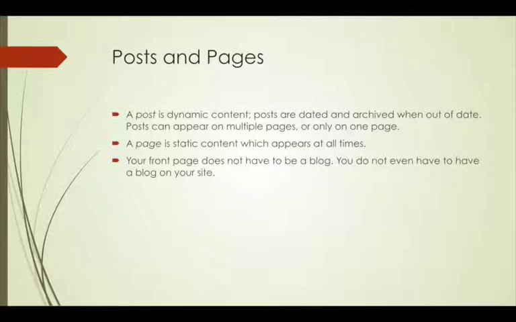A couple words on posts and pages. So this is the difference between static content and dynamic content. Dynamic content is kind of like a blog. You have dated posts. They become archived when they're out of date, and they can appear on multiple pages. So you can have your own blog on a separate page. You can have your blog on your front page. You can post the same content in different places, link to it, things like that.